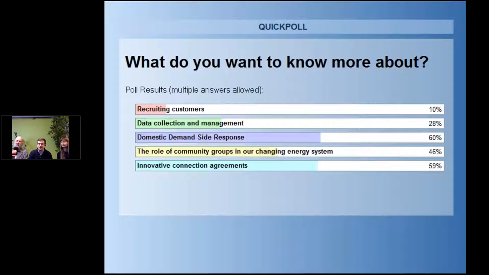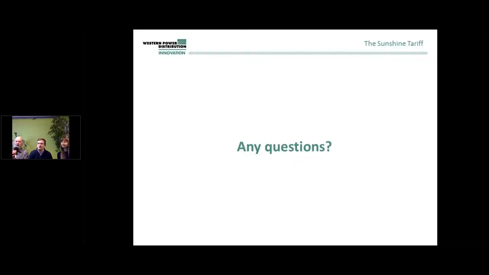It varies from customer to customer. Some of them have very little understanding. Some others are very well informed. 36% of the trial households had PV of their own, and they're fairly used to trying to use that in real time, so adding in the tariff just meant they had more to use during the day.